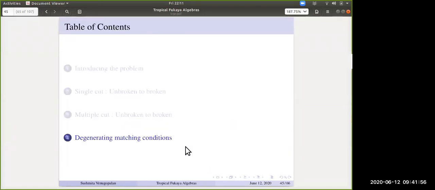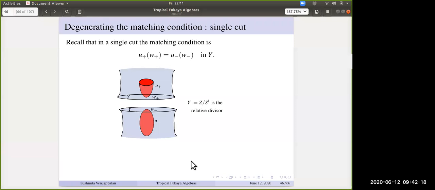Okay, so in the rest of the talk, I'm going to talk about the second agenda that we had, going from broken maps to split maps, that is, degenerating the matching conditions on nodes. Before I talk about what we do in this paper, I'll review some of the older work done for the case of a single cut. Recall that in a single cut, the matching condition just says that the node on both sides maps to the same point on Y, which is the relative divisor.